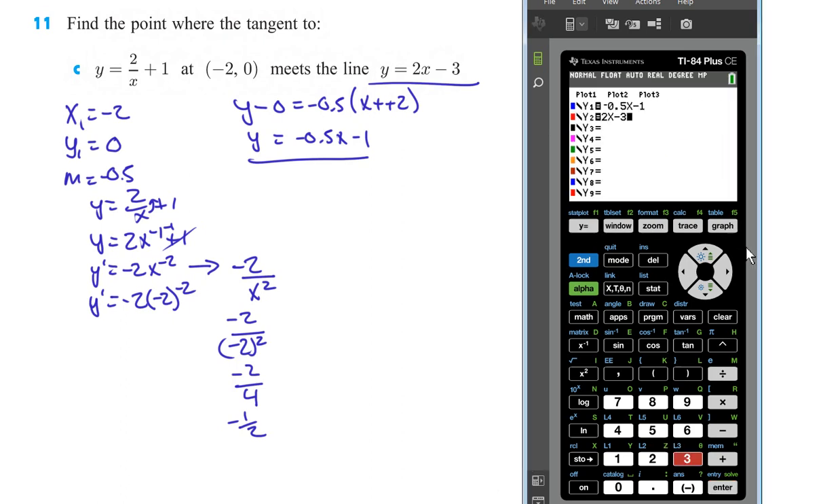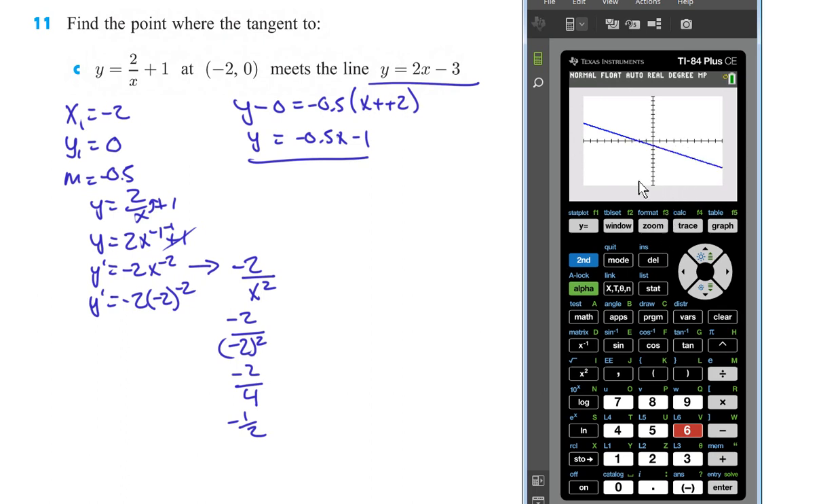So there's our two equations. Graph that. Of course, I had zoomed in from before, so it's going to look a little funny here, but it still works. Just for my satisfaction, I'm going to go back to zoom standard. Just looks a little nicer that way.